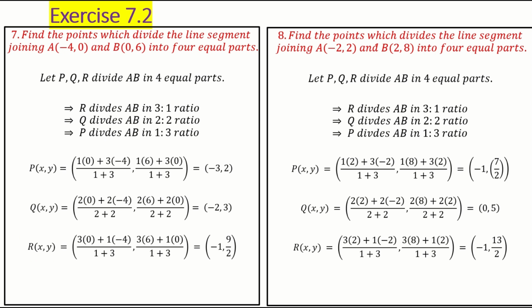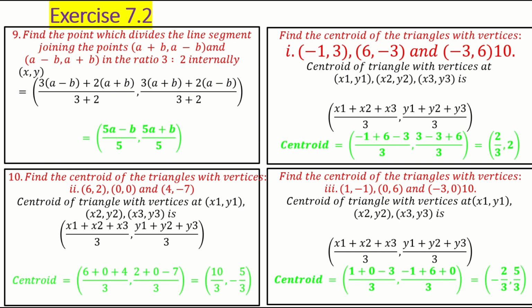Find the point which divides the line segment AB into four equal parts. Exactly the same problem, so just apply the same template here and you'll get the values. Next, find the point which divides the line segment joining A plus B, comma A minus B and A minus B, comma A plus B in 3:2 ratio. I'm just applying the section formula here and simplifying it. That's all for these questions. You have to do exactly the same. These four are exactly the same.